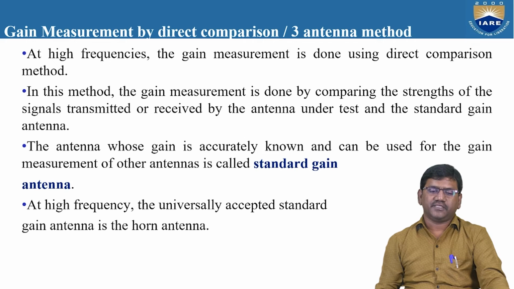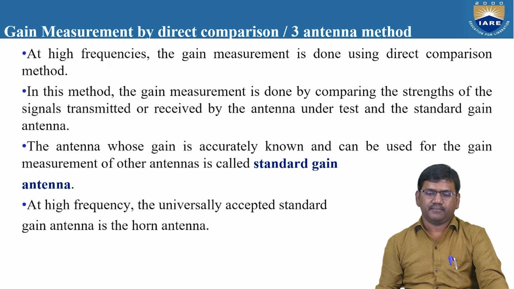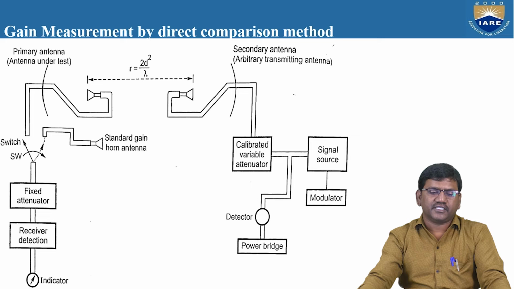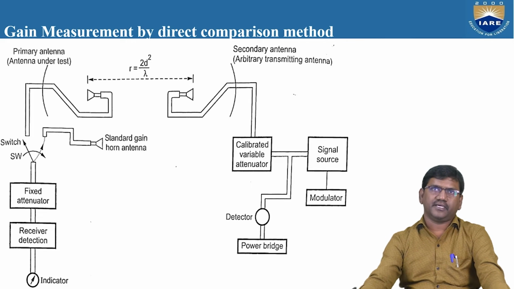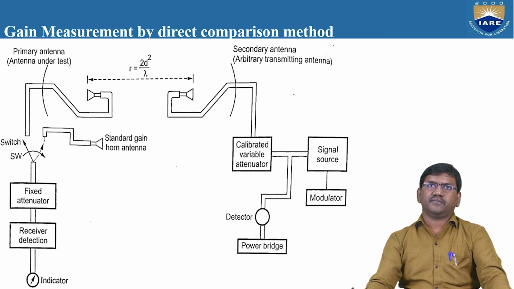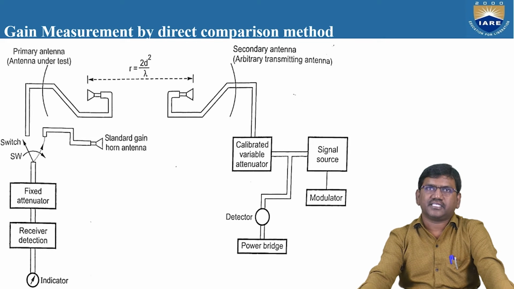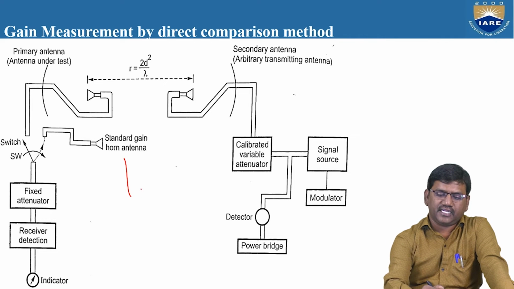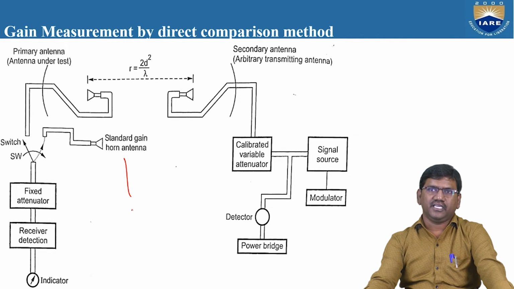Next we shall determine the measurement of gain by the three antenna method, by the direct comparison method. Here is the figure for measurement of gain by direct comparison method. Here we have three different types of antennas: the primary antenna, the secondary antenna and the standard gain antenna. A standard gain antenna is one whose parameters are already known.